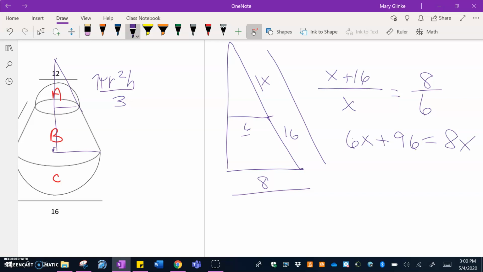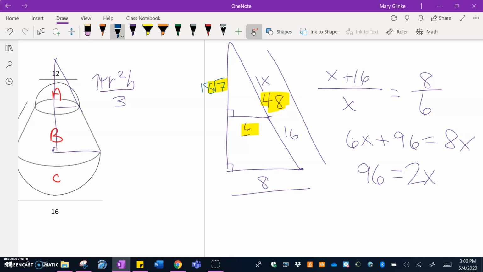Then we can subtract, and we can get 96 equals 2x, which means that x itself is going to be 48. So this part right here is going to be 48. And now what that allows us to do is the Pythagorean theorem, because these are right triangles here. So we do the Pythagorean theorem with 6 squared plus y squared equals 48 squared. And we simplify all of that, and we end up with 18 root 7 in the smaller triangle.